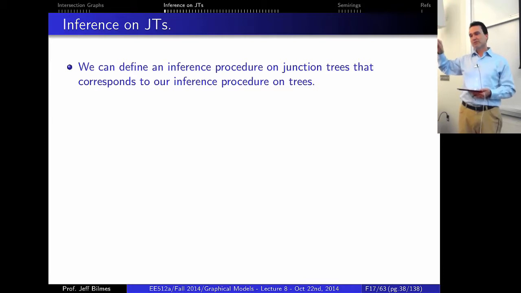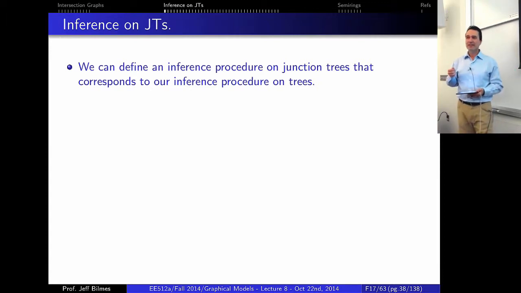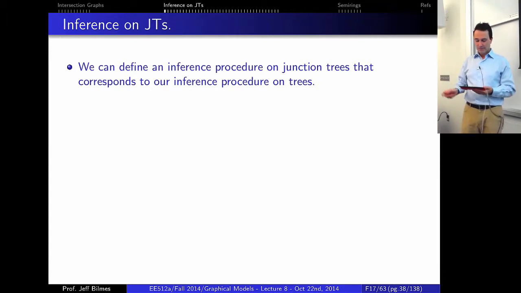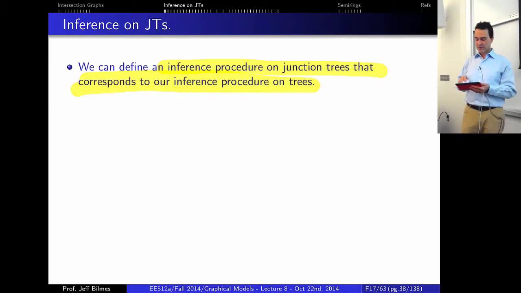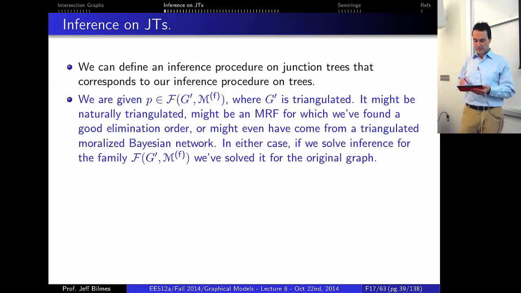And now we're sort of back to where we started from, in the sense of trees. So you can think of the past 8 lectures as this cycle that's obviously chorded, since this is exact inference. So what we're going to do is define an inference procedure on junction trees that is very similar and analogous to the inference procedure that we defined on just regular trees.